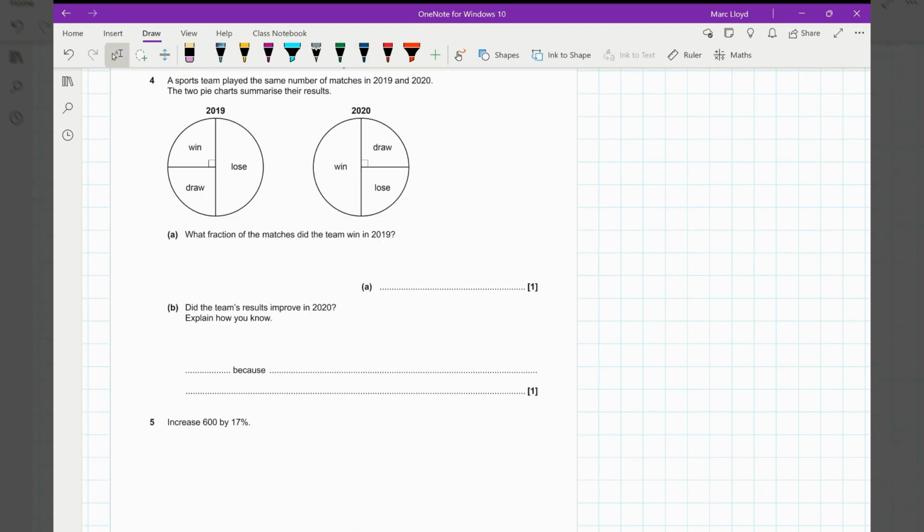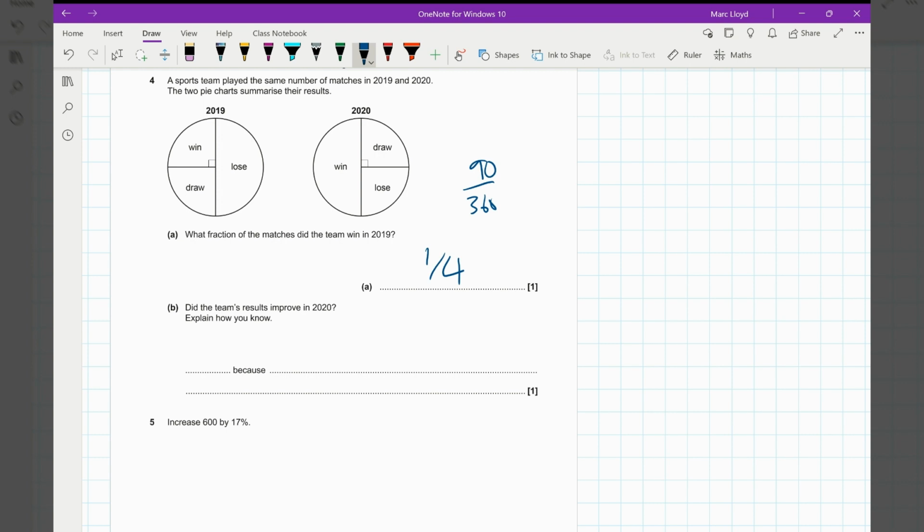Question 4. So, a sports team played the same number of matches in 2019 and 2020. The two pie charts summarise their results. What fraction of these matches did the team win in 2019? So we've got that 90-degree symbol there, meaning it's 90 out of 360, but it's also known as a quarter.